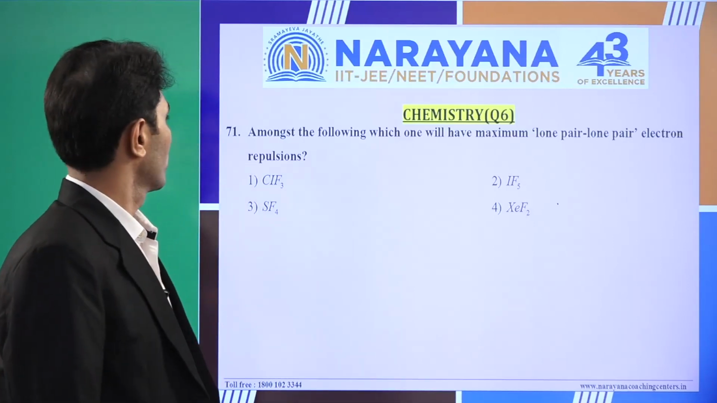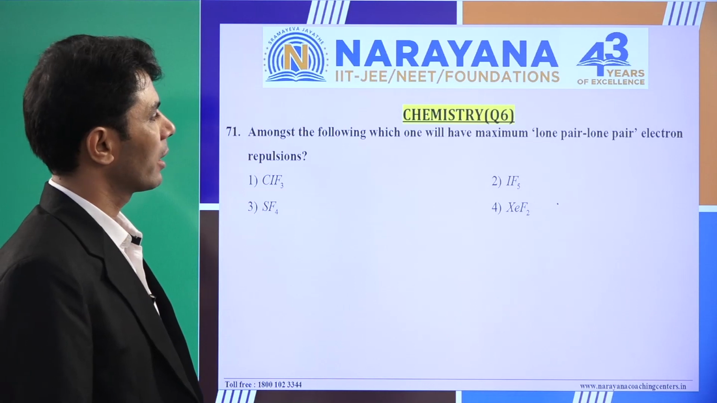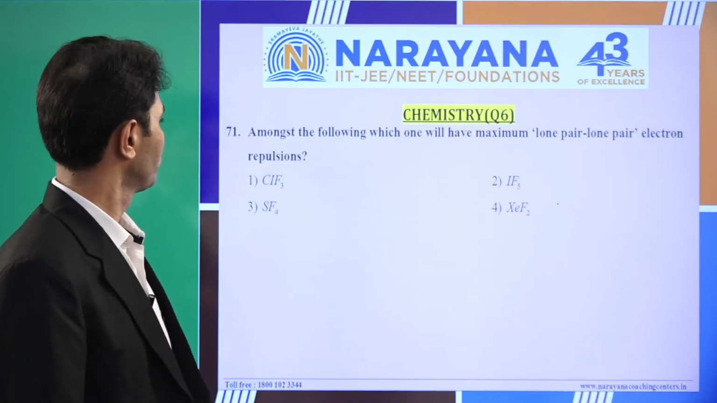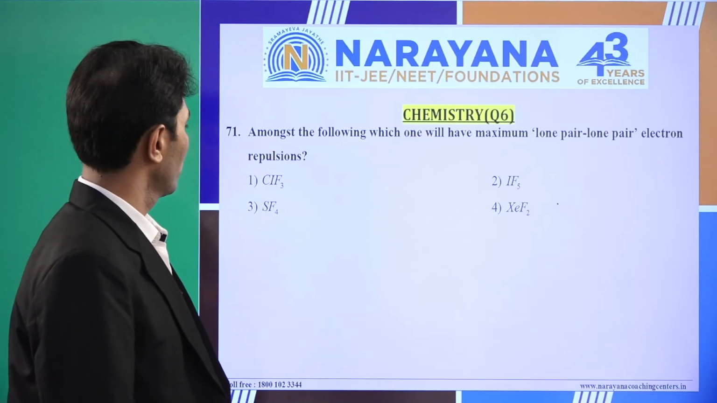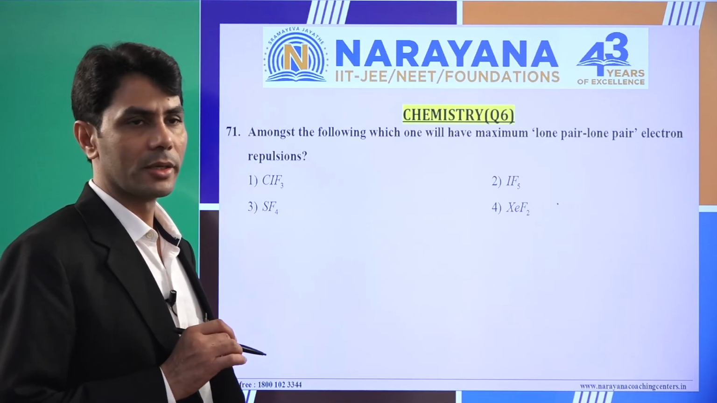So students, question number 71. The question is: among the following, which one has the maximum lone pair repulsion among the electrons? For lone pair repulsion, we have to check how many lone pairs there are at the center atom.